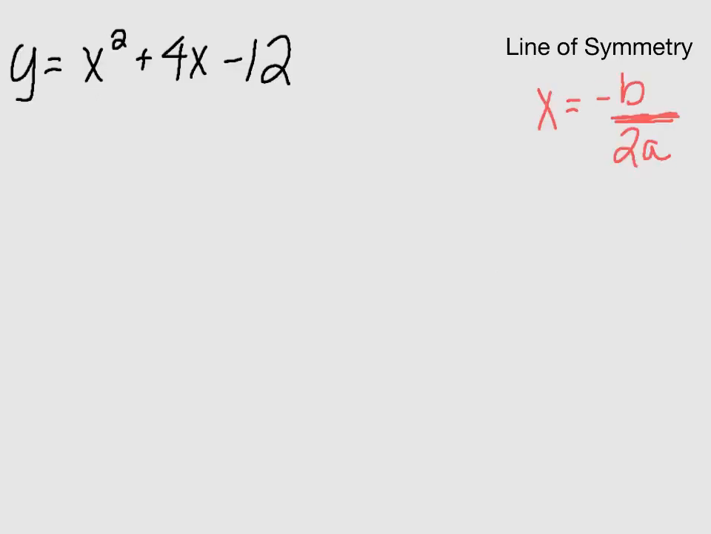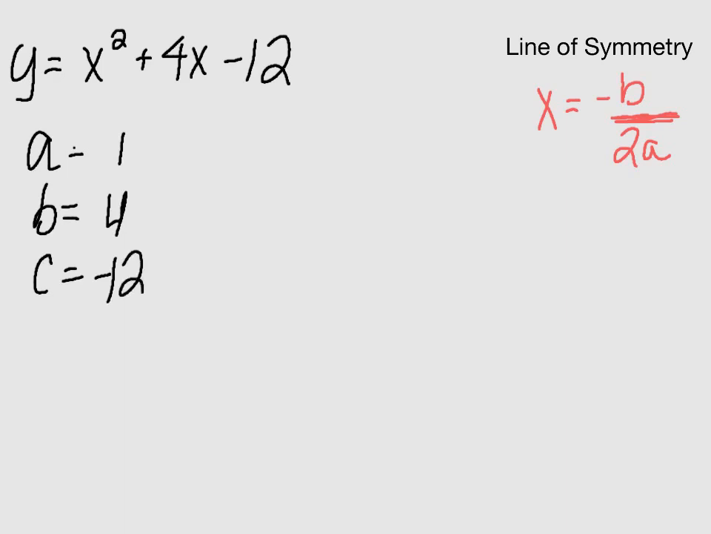Let's look at one more example. y equals x squared plus 4x minus 12. Again, we need to figure out what my a equals, my b equals, and my c equals. My a is 1, b is 4, and c is negative 12.